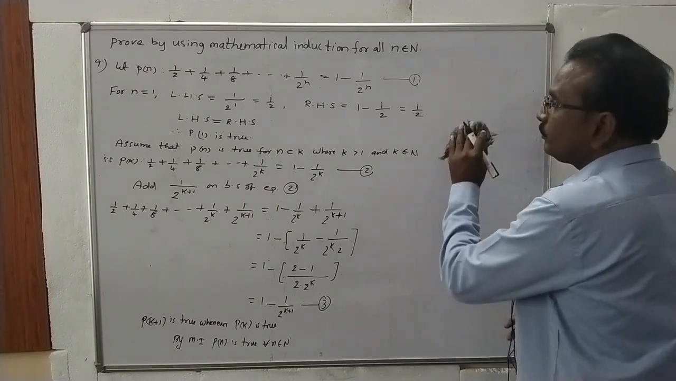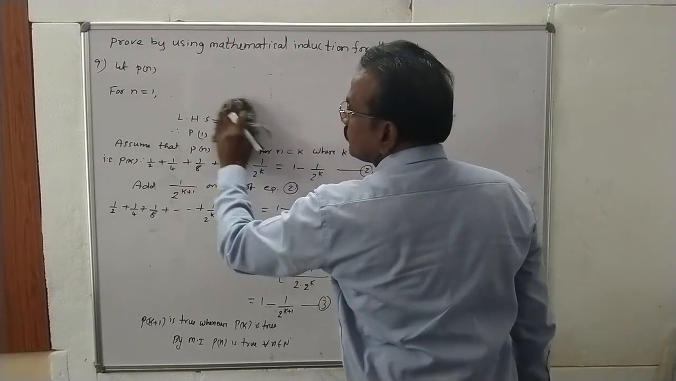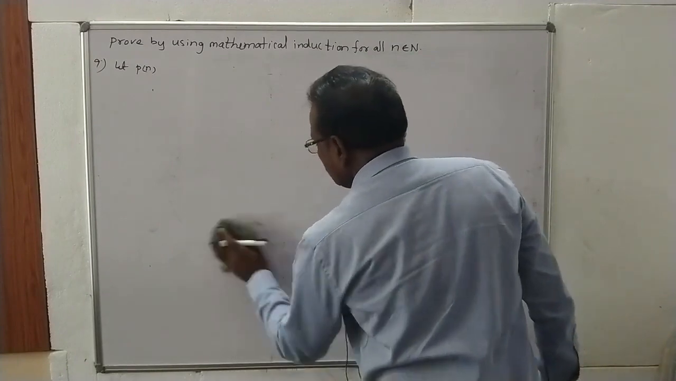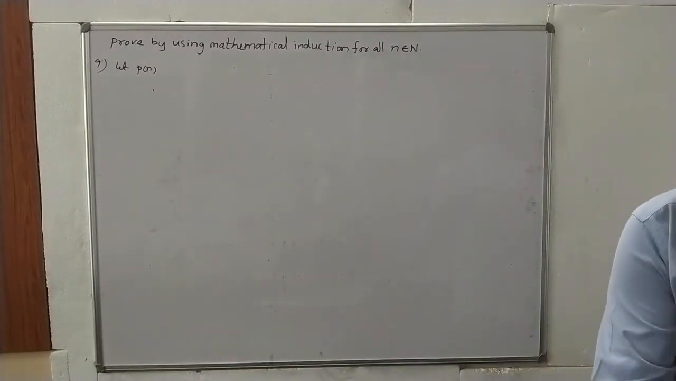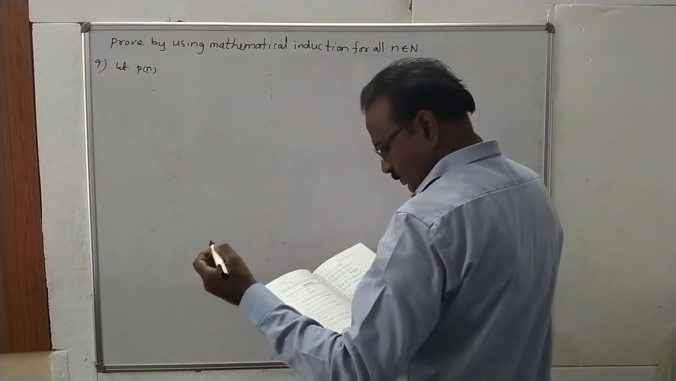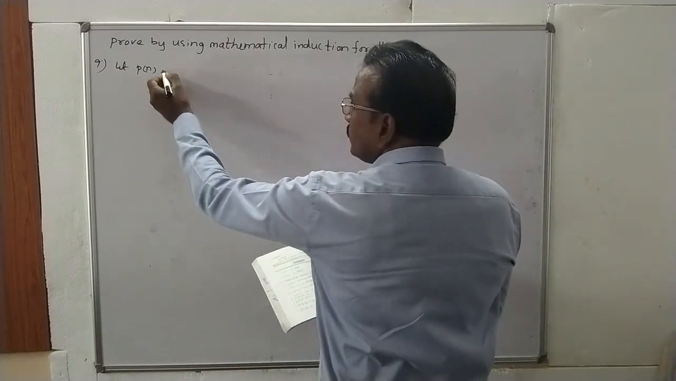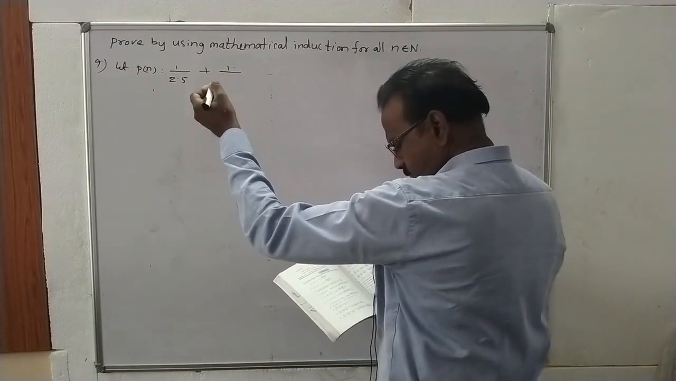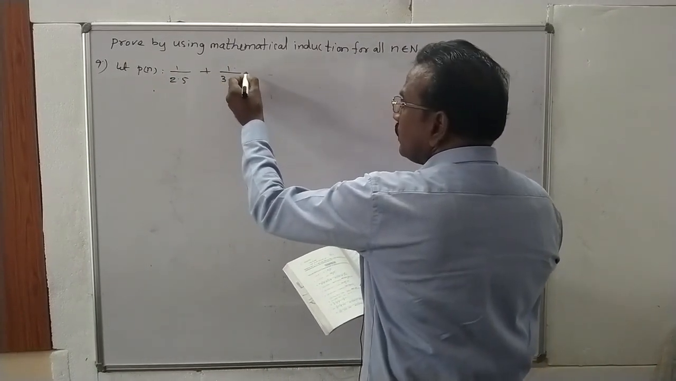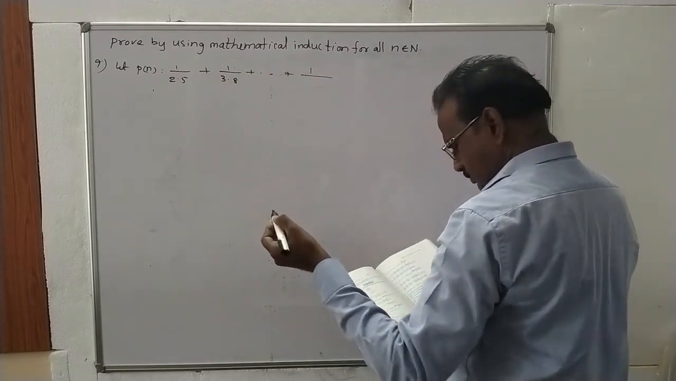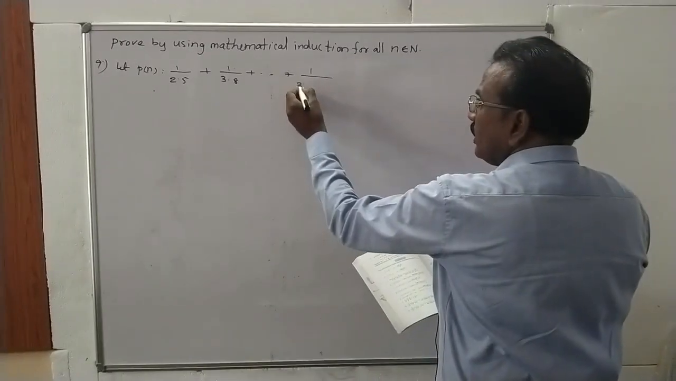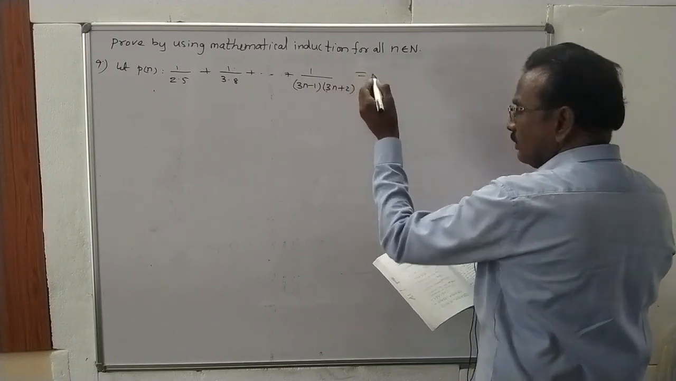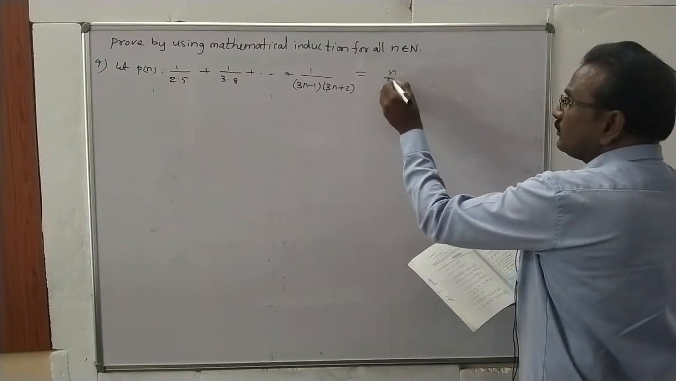Question number 10. Let P of n be 1 by 2 into 5 plus 1 by 3 into 8 plus dash dash 1 divided by 3n minus 1 into 3n plus 2 is equal to n by 6n plus 4.